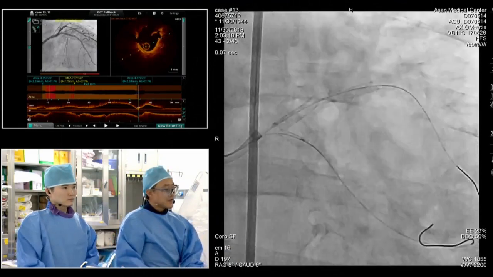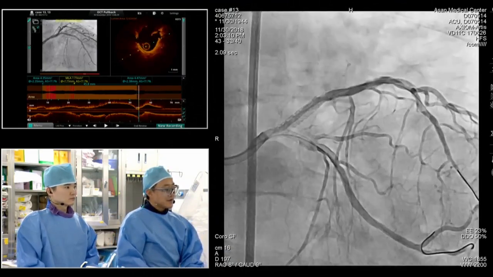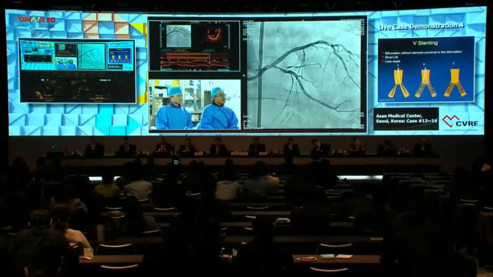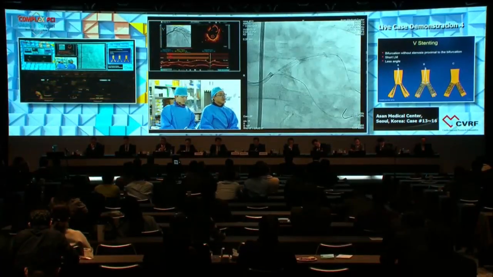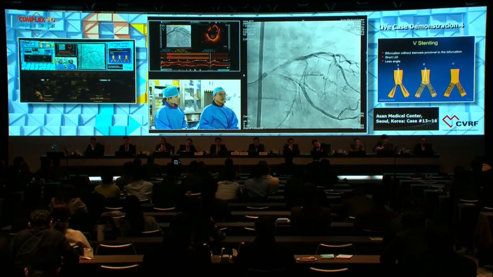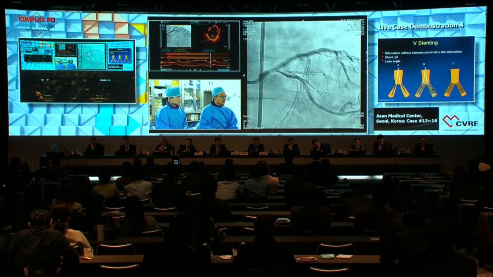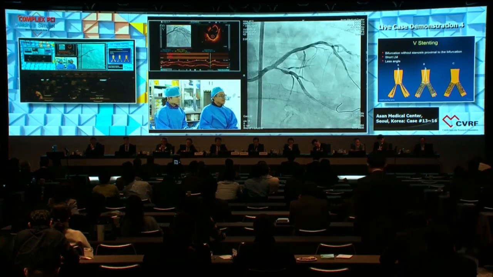Dr. Park, there's a little dissection at the end of the LAD stent area. Will you apply a small DES there or not? You know, there is no flow limitation, just a small dissection. I think the additional final DEB would be okay for treating that lesion.